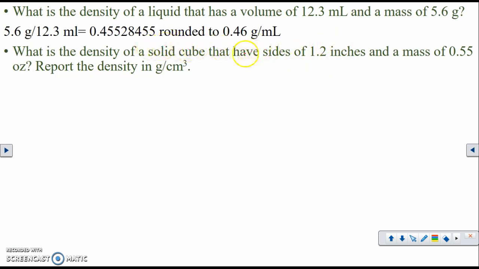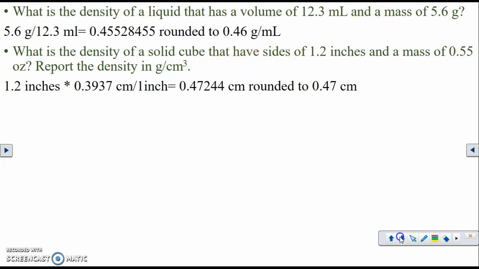If this was a sphere, I would give you the formula for the volume of a sphere. If this was a cylinder, I would give you the formula for a cylinder. If this was a conical material, I would give you the formula for the volume of a cone. Okay, so long math, but the basic thing here is we're converting inches into centimeters first.